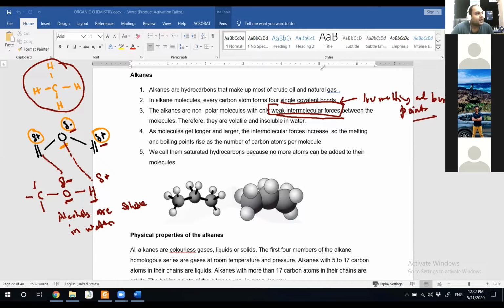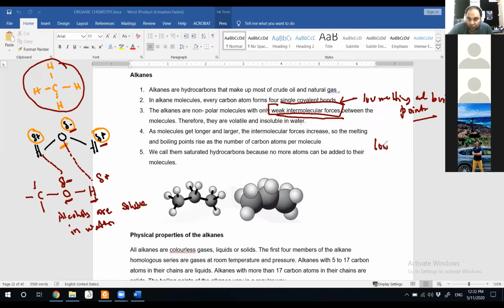Okay. Next is Umran. Are you there? Yes, sir. Now, this low melting and boiling point. So, what does the melting and boiling point of a covalent compound depend on? Intermolecular force. Okay, so intermolecular forces.